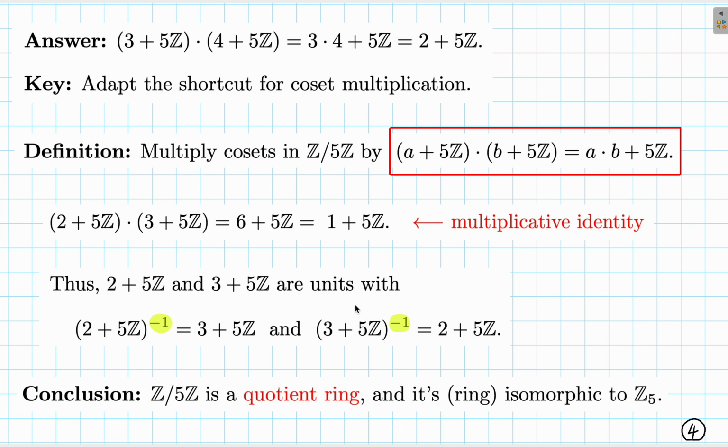Thus, we conclude that Z mod 5Z is a quotient ring. In other words, a set of cosets where we can add and multiply. And moreover, Z mod 5Z is isomorphic to Z5, not just as additive groups, but as rings.